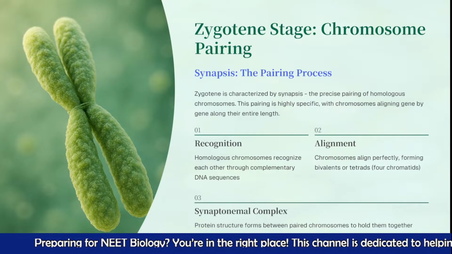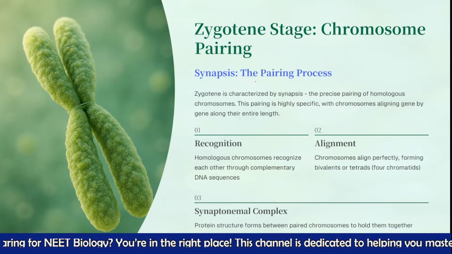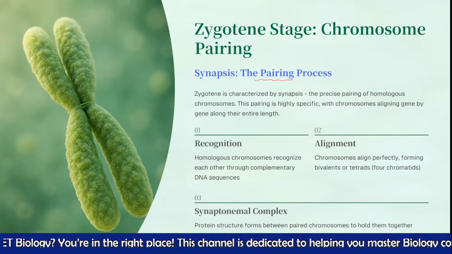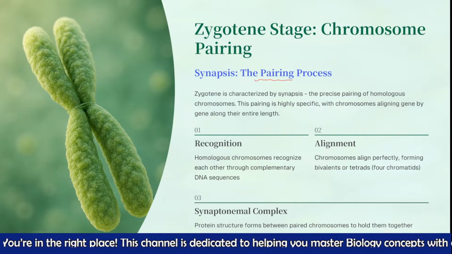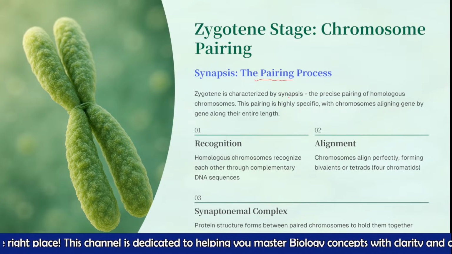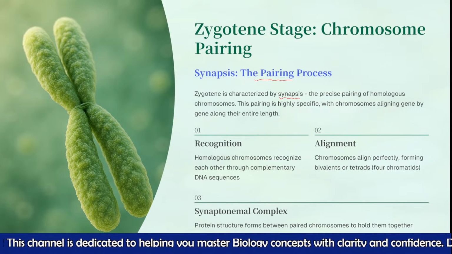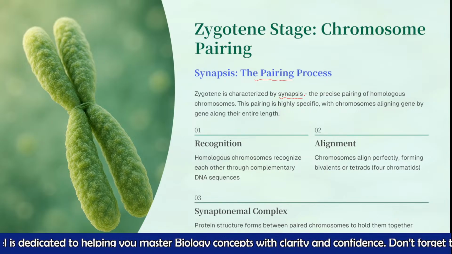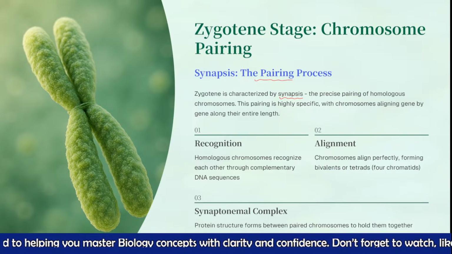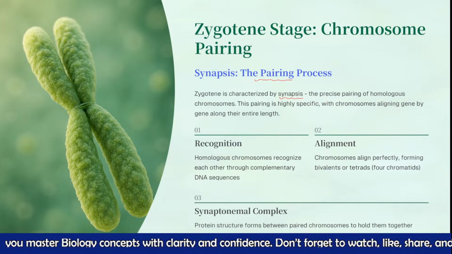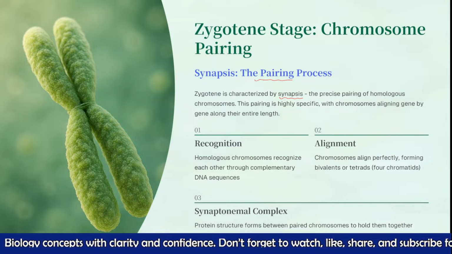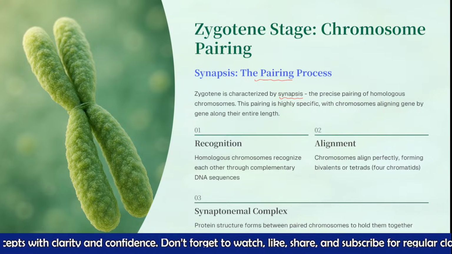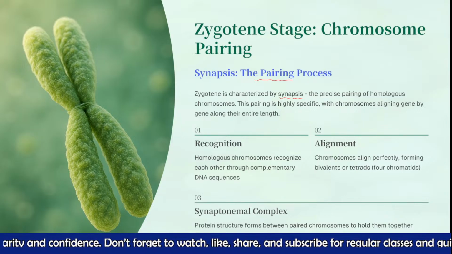Zygotene stage, a very important point: the pairing of the homologous chromosomes takes place. For that pairing we use a specific word, it is called synapsis. So what is synapsis? It is the pairing of homologous chromosomes. In which stage does it take place? It takes place in the zygotene stage of prophase 1 of meiosis 1.